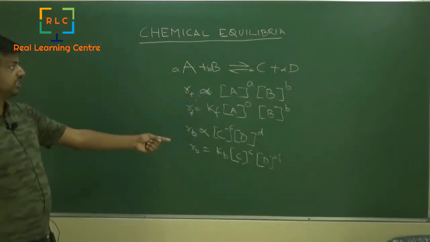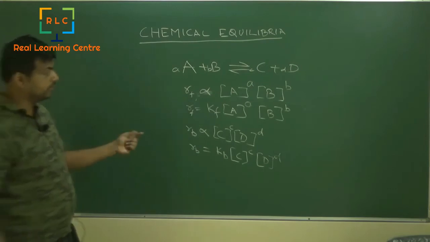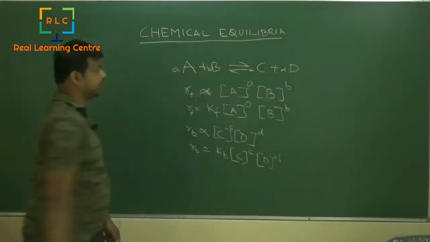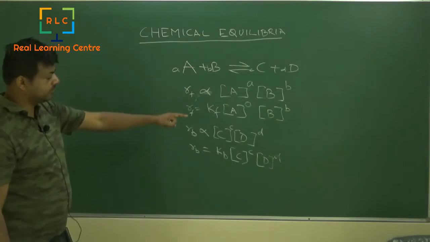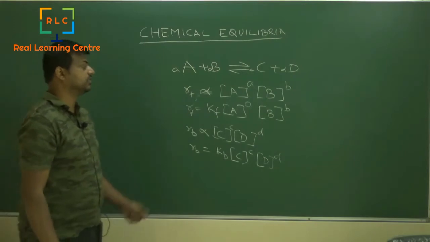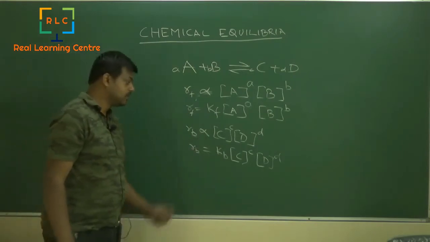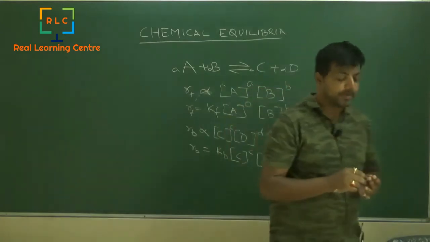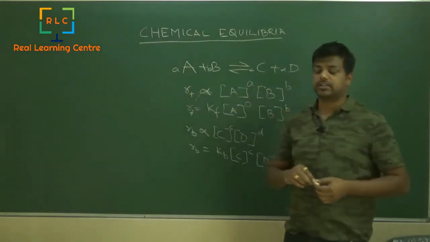Molar concentration of C, which is the reactant in this case for my backward reaction. These two are the reactants and these two are the products. So the molar concentration of reactants, which are C and D, raised to their stoichiometric coefficients, small c and small d. So this would be the rate for the backward reaction.